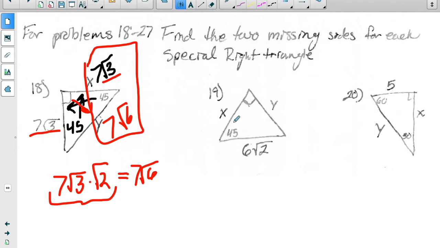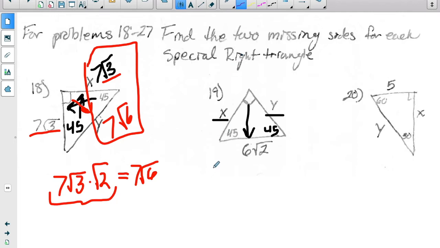Now let's look at number 19. Again, we have another 45, 45, 90 because of the 45 degrees here. It means that this one has to be 45. So the two lengths we're finding, x and y, are going to be the same because they're opposite the 45 degrees.